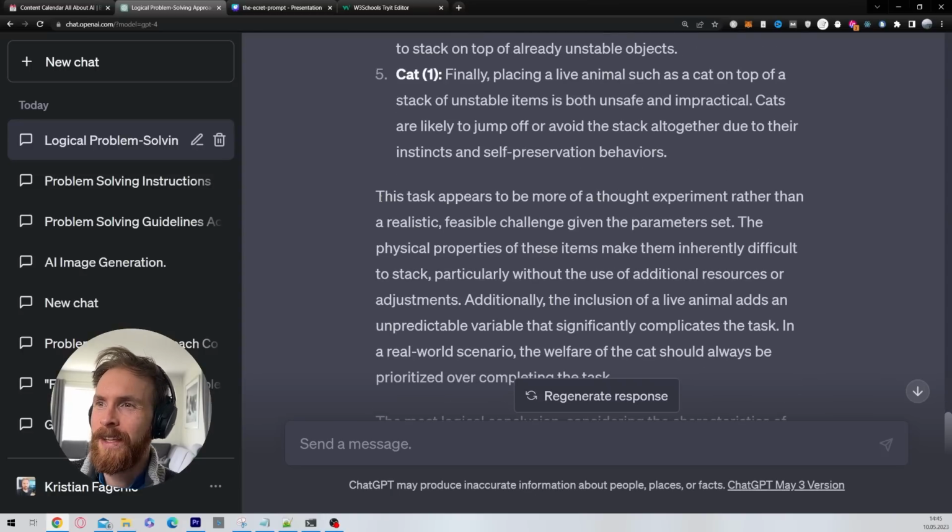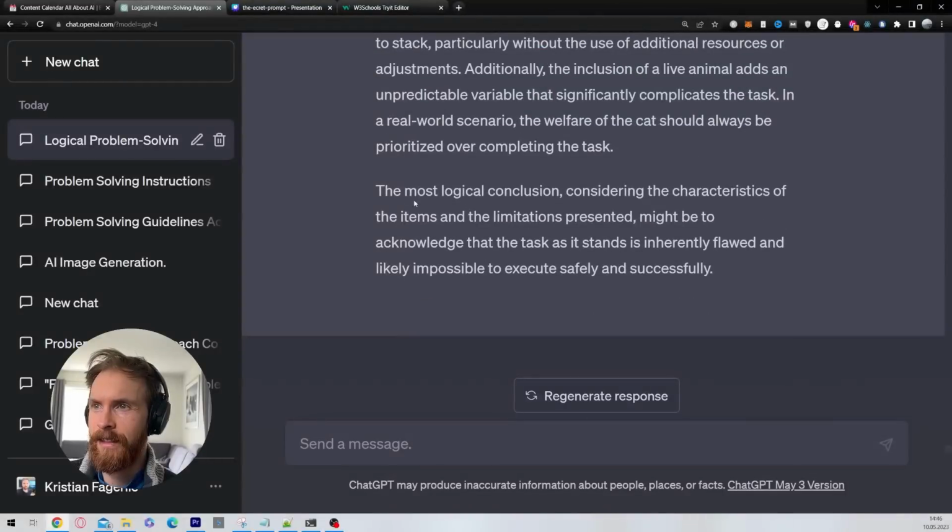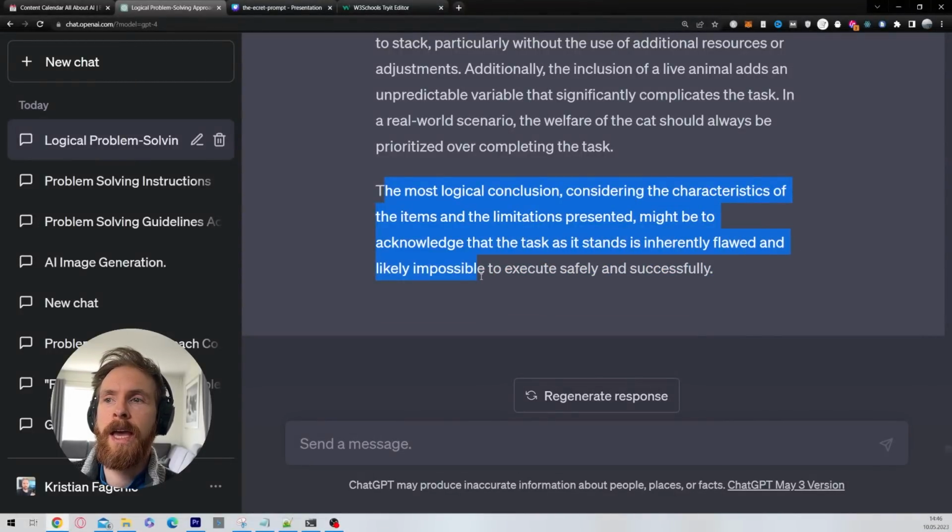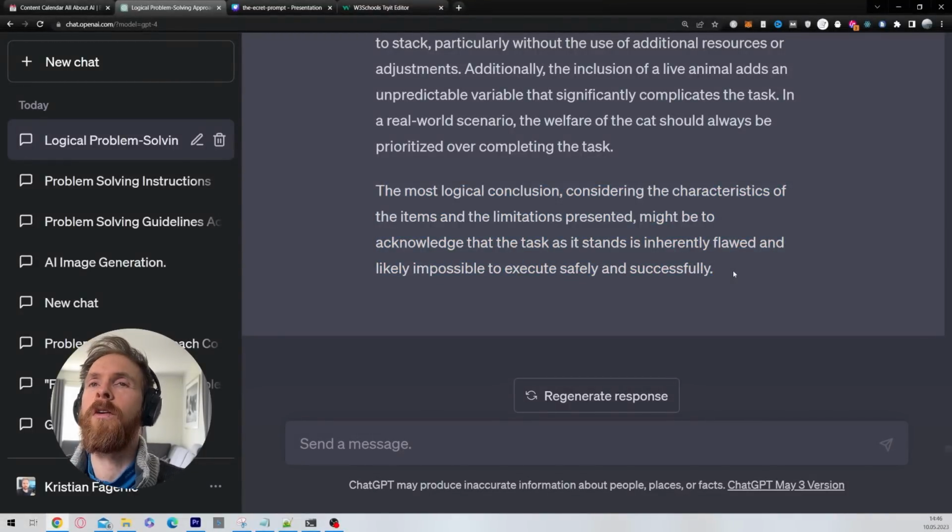That is so true. This task seems to be more of a thought experiment rather than a realistic, feasible challenge given the parameters. Also, a very great sentence, I think. The most logical conclusion, considering the characteristics of the items and limitations presented, might be to acknowledge that the task as it stands is inherently flawed and likely impossible to execute safely and successfully. That's such a good answer. But let's see if we can even improve it more.